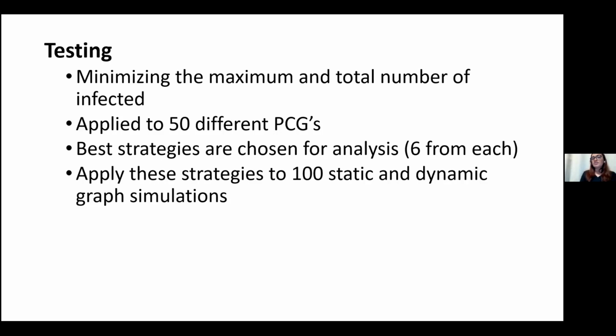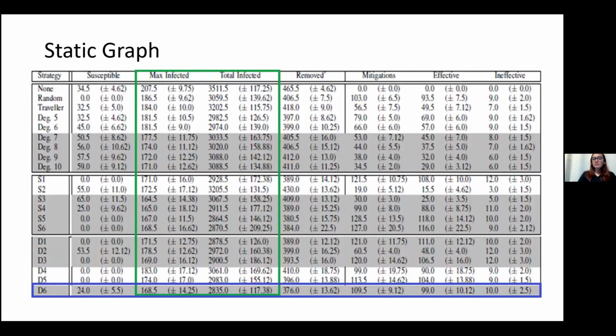And we applied these strategies to 100 static and dynamic graph simulations to compare how they are performing, what the difference is between the dynamic graph generated strategies and the static graph generated strategies, and which is more efficient. In this table we can see the results when the simulation was applied to 100 static graphs. As we said earlier, we particularly focused on the maximum infected and total infected metrics. Based on that, we found one strategy, D6, which performed well in regard to both the maximum infected and the total infected people.